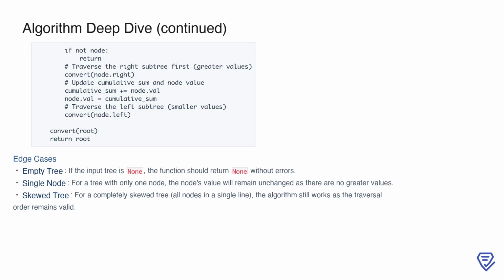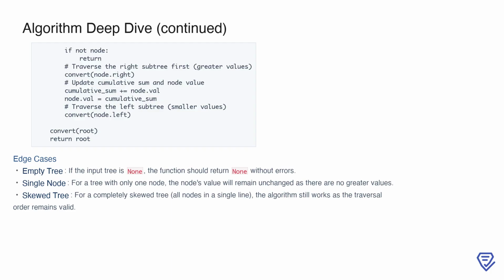Once the helper function is defined, we initiate the process by calling convert with the root of the tree. When the recursion finishes, the BST is fully transformed into a greater tree, and we return the modified root. This implementation also accounts for edge cases such as an empty tree, where the function should return None without any errors, and a single node tree, where the node's value remains unchanged since there are no greater values.